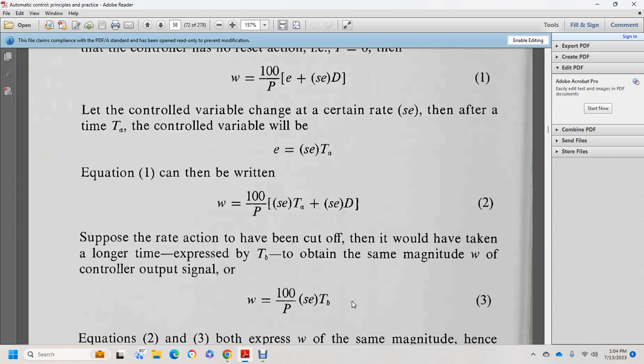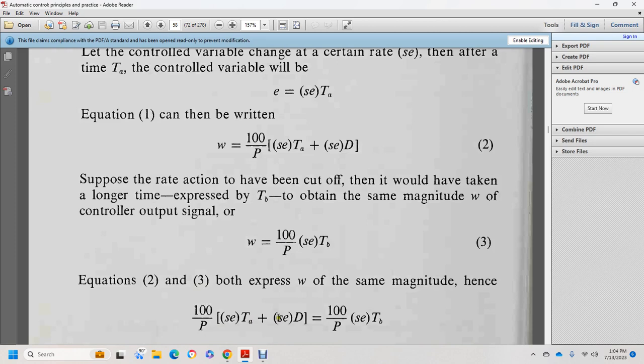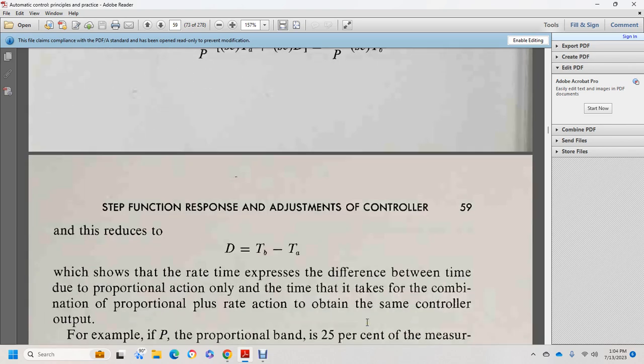Suppose the rate action had been cut off; it would take a longer time to express the same signal magnitude, the same controller output W. W equals 100 over P times SE times T. Equations 2 and 3 both express the same magnitude: 100 over P times SE times T_A plus SE times D equals 100 over P times SE times T_B. This reduces down to D equals T_B minus T_A, which expresses the difference between the time taken for proportional action only and the time taken for the combination of proportional plus rate to obtain the same controller output.